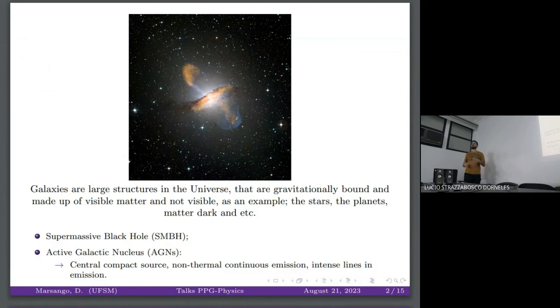Galaxies are the big structures of the universe, composed of visible matter and matter not visible, for example gas, dust, stars, planets, and dark matter. In some galaxies, it's possible to identify the presence of a supermassive black hole. In some cases, it is accreting matter. In this case, the galaxy is called an Active Galactic Nucleus, or AGN. AGNs are characterized by a central compact source, non-thermal continuous emission, and in the optical spectrum intense emission lines are identified.